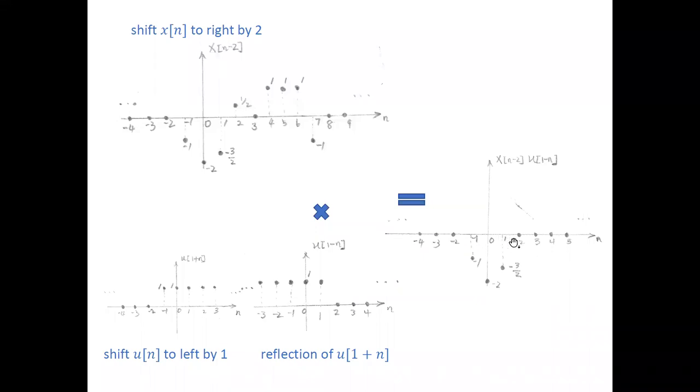But to the right of n equals 1, everything is eliminated because we are multiplying it with 0. So all of these points are 0. 0 multiplies this signal, 0. So for n equals 2, 3, 4, 5, everything is 0.